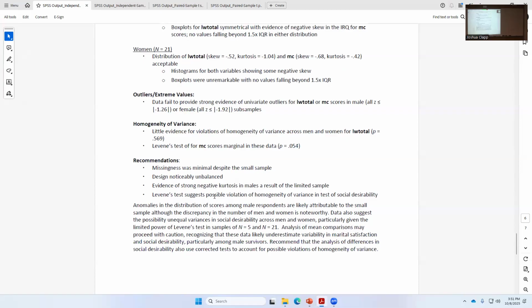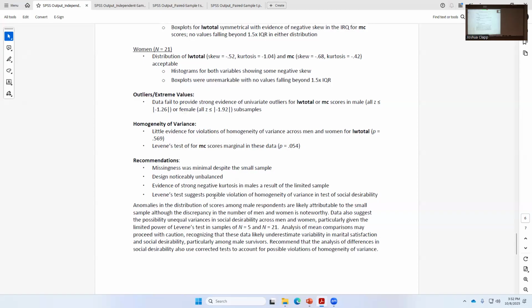And then what we want to do is pull this together, right? This is where, as a consultant, you're making your money, okay? Pulling this together, we're saying anomalies in the distribution of scores among male respondents are likely attributable to the small sample, and the discrepancy in the number of men is noteworthy. They suggest the possibility of unequal variances in social desirability across men and women, particularly given the limited power of Levene's test and samples of 5 and 21.